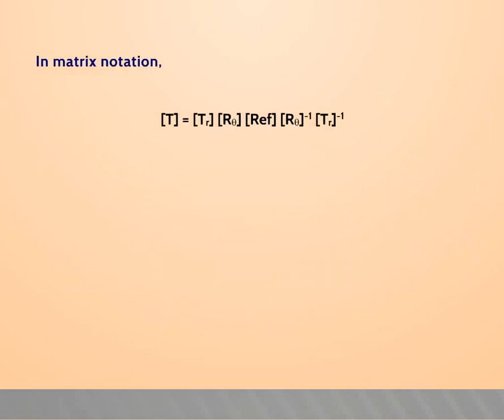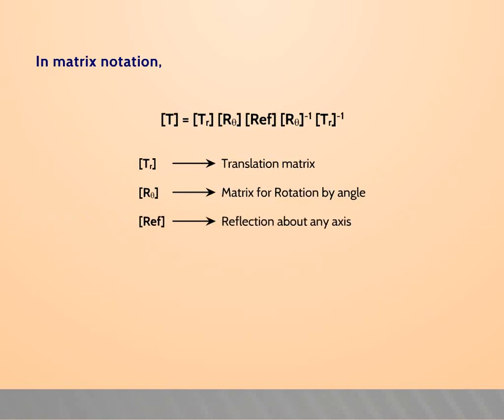In matrix notation, T is equal to TR, R theta, Ref, R theta to the power minus 1, TR to the power minus 1. TR implies translation matrix. R theta implies matrix for rotation by angle theta. Ref implies reflection about any axis. R theta to the power minus 1 implies inverse rotation. TR to the power minus 1 implies inverse translation.